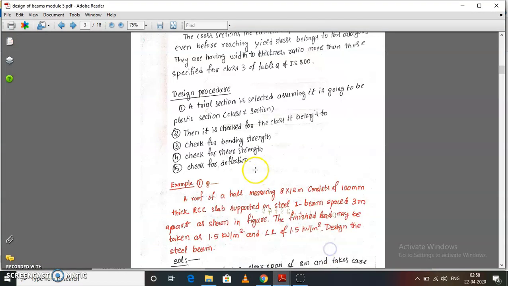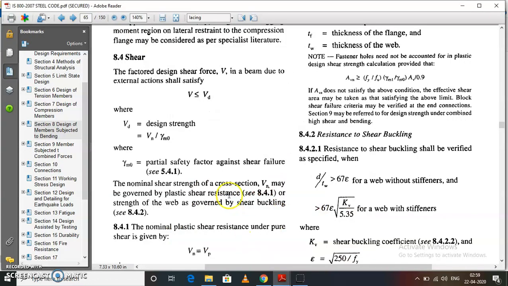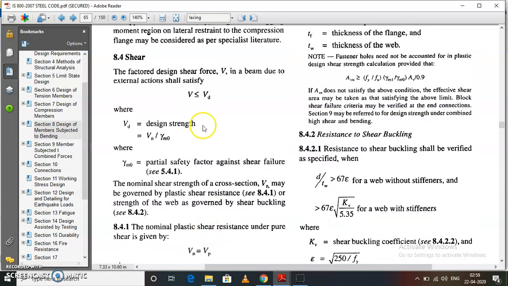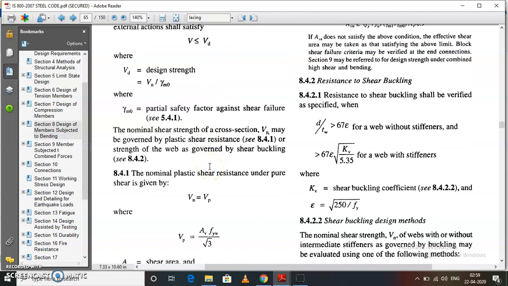Of course, the next step is to check the shear strength. Again, as I told, the shear strength of the selected section can be calculated by using this formula. Vd is equal to Vn by gamma M naught, and Vn is again given by Vp, and Vp is equal to so and so. So V should always be less than this Vd. That is how you can check the shear strength of the section.